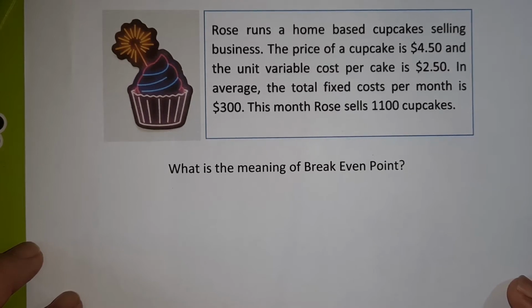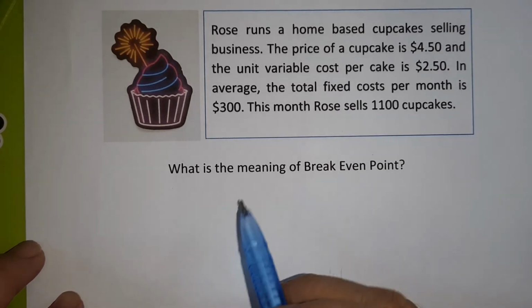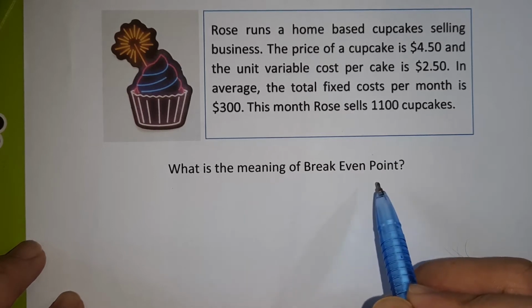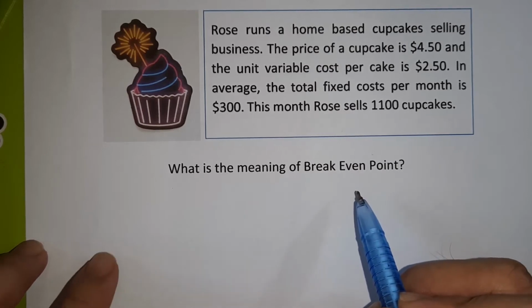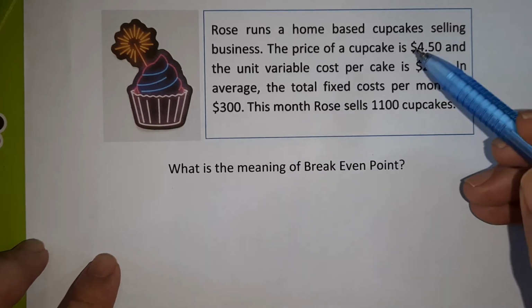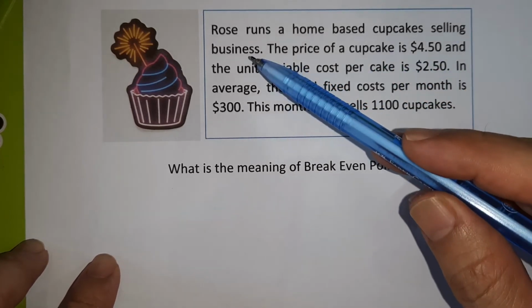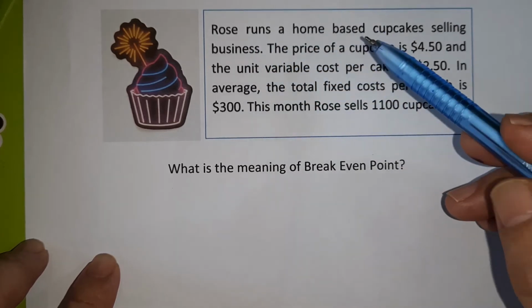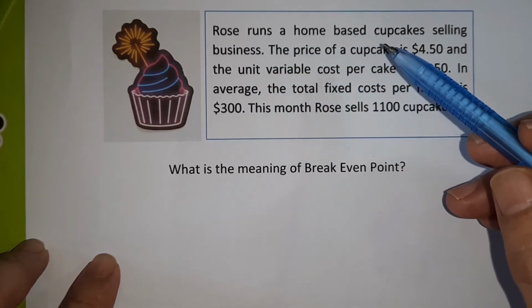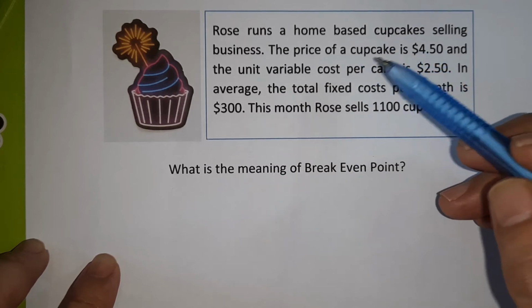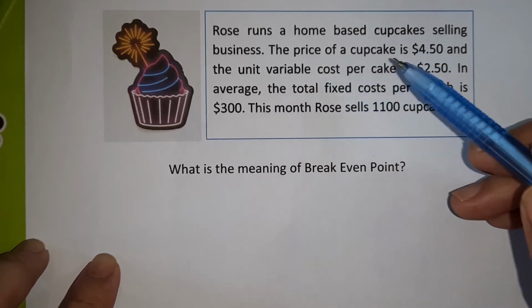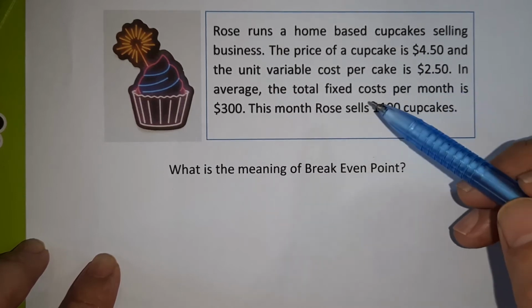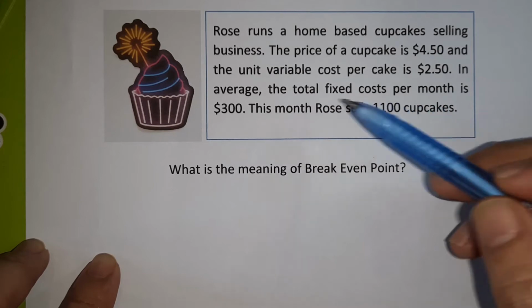In this video, you will see the meaning of break-even point. We will use this sample business, a business run by Rose. This is a home-based cupcake business, and the price is $4.50. The unit variable cost per cake is $2.50, and the total fixed cost is $300.